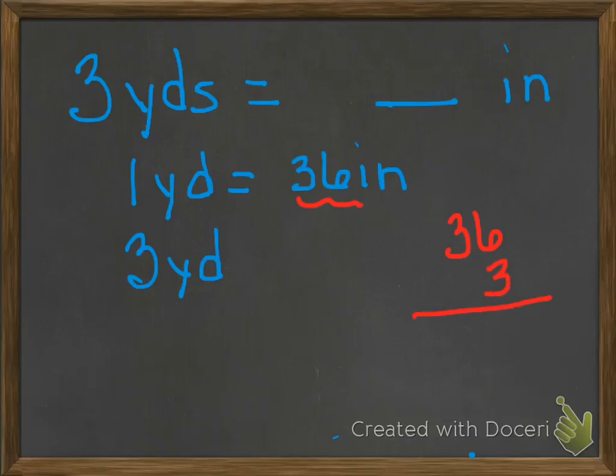3 times 6 is 18. Carry the 1. 3 times 3 is 9, plus 1 is 10, so 108. My answer is 108 inches.